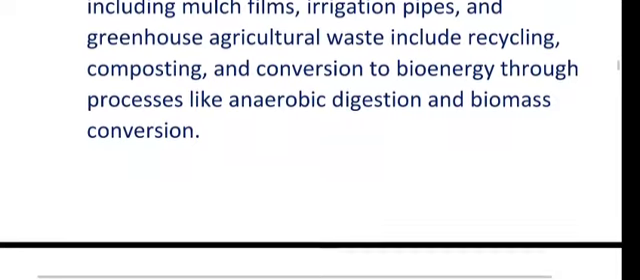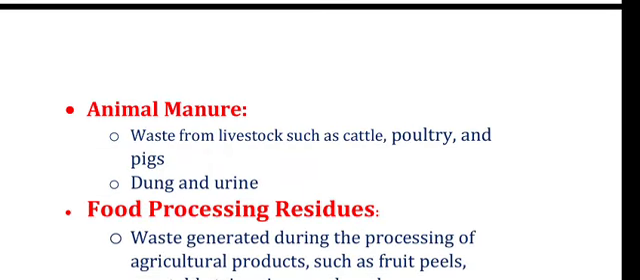The next type of waste which we are going to discuss is animal manure. This is when the animals eat and produce feces, and all that feces falls into the category of animal manure.